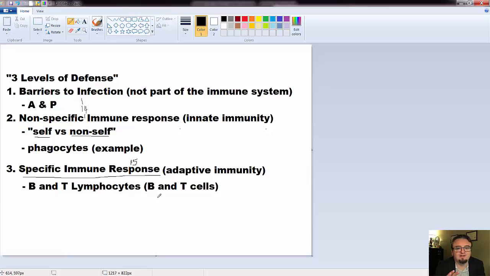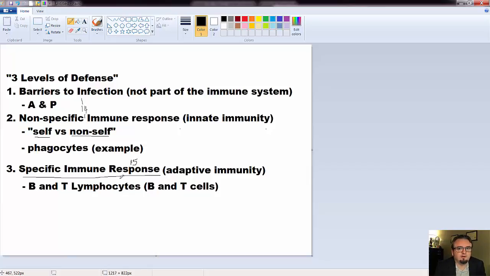So B and T lymphocytes, each one will recognize a particular type of foreign entity and will respond to it on an individual case-by-case basis. If you think about it, the second line is kind of like a general task force that's looking for anything considered quote-unquote bad. Almost like your local police force. They're just there to take care of any sort of threat, whether it's a domestic threat or a robbery or speeding, etc. Any kind of general threat they'd be there to take care of.